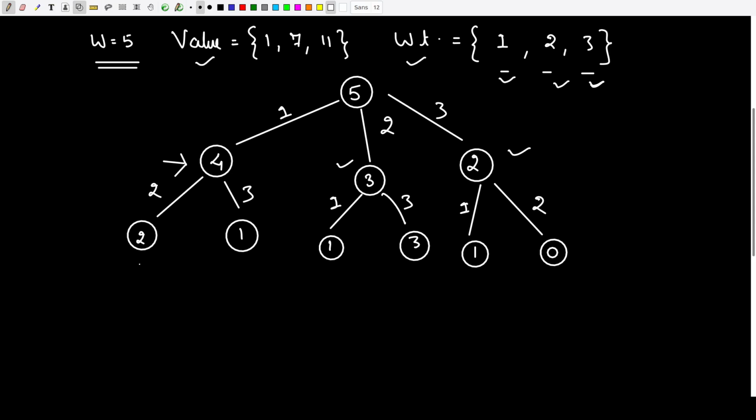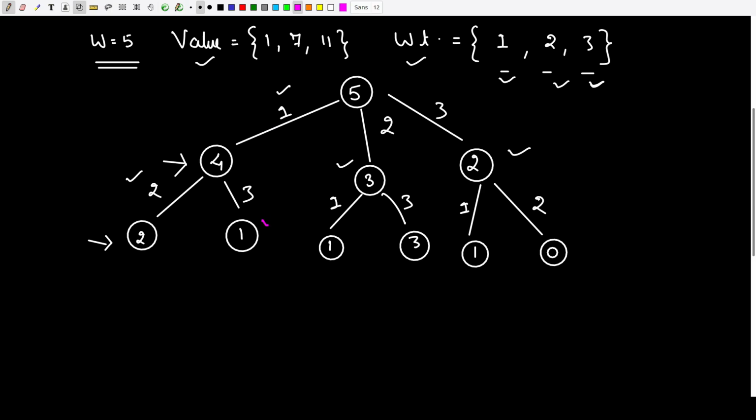Now let us proceed forward. For this node, we have already picked item 1 and item 2. The only item which is left is the third item, and since 3 is greater than 2, we will not be able to put anything in this knapsack.